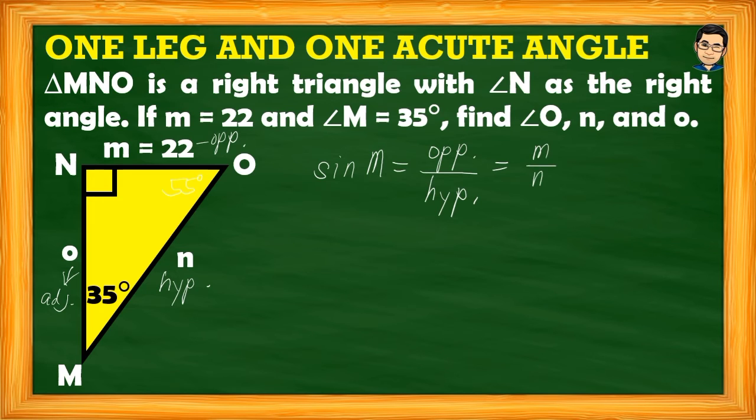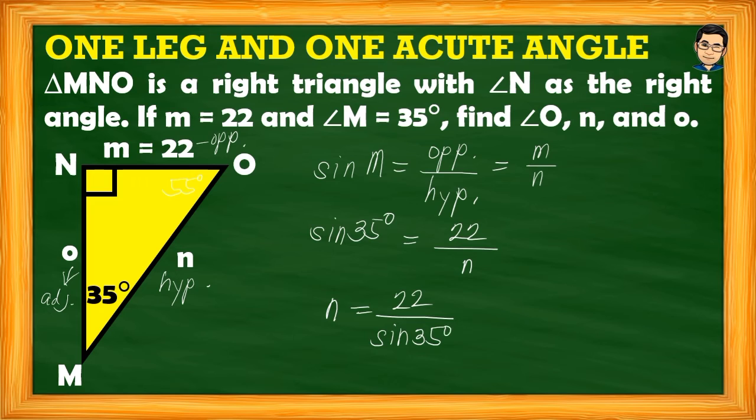So, yung sukat ng angle natin is 35 degrees, di ba? And then, opposite side natin measures 22 over the hypotenuse, yung missing side natin, N. Okay. And then, ang mangyayari dito, pagpapalitin lang natin ng pwesto yung sine 35 degrees tsaka yung N. So, magiging ganito siya mismo. N is equal to 22 all over sine 35 degrees.